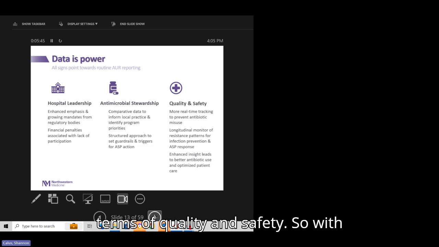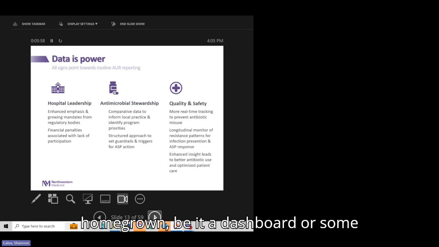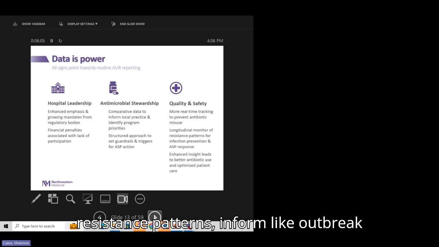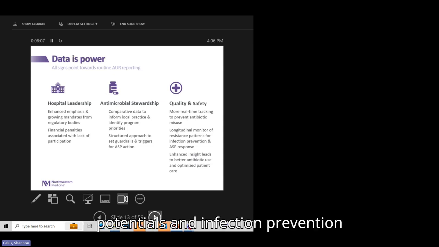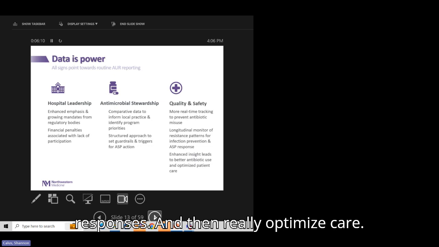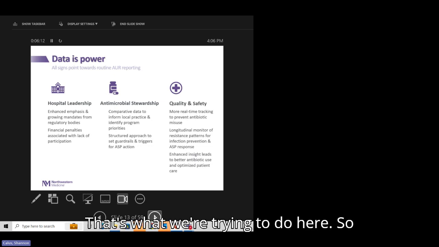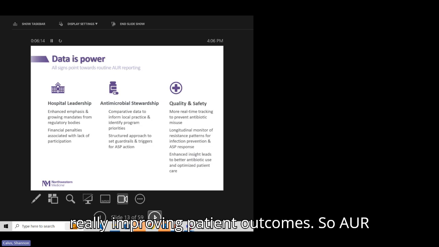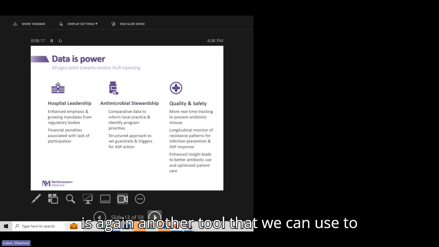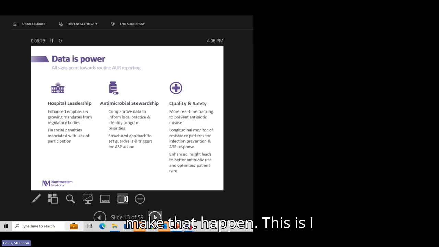In terms of quality and safety, especially with AR, it allows us to do more real-time tracking, and it gives you the baseline information to potentially leverage into something homegrown within your own institution, be it a dashboard or some reporting system that allows you to more longitudinally monitor these resistance patterns, inform outbreak potentials and infection prevention responses, and then really optimize care. That's what we're trying to do here: slowing the threat of resistance and really improving patient outcomes. So AUR is, again, another tool that we can use to make that happen.